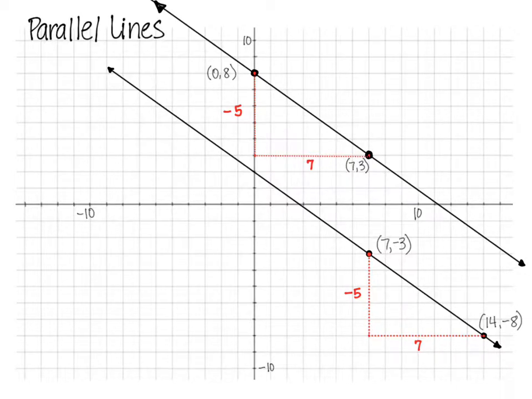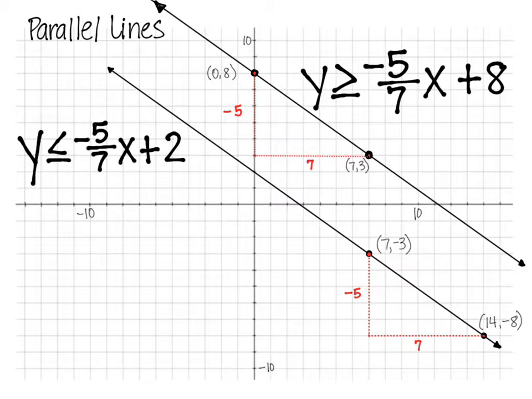Well, now let's look at the equations for those, or I should say the inequalities, because we're going to do some shading. So for this line over here, here is the line -5/7 x plus 8. And this says shade above the line. Over here, it's saying y is less than or equal to, so we're going to shade below this other line.